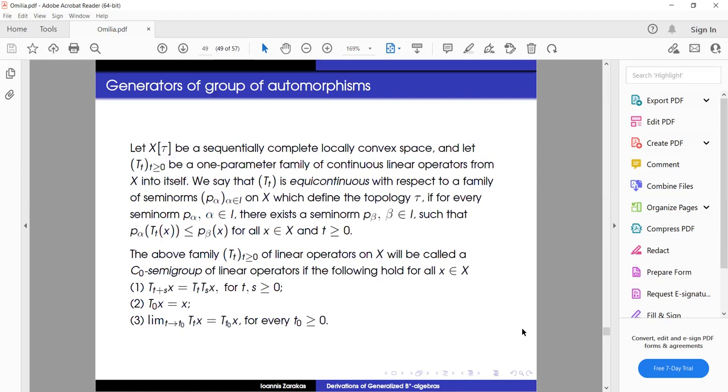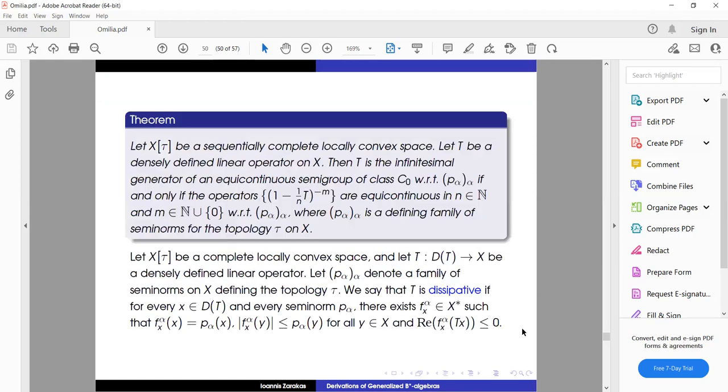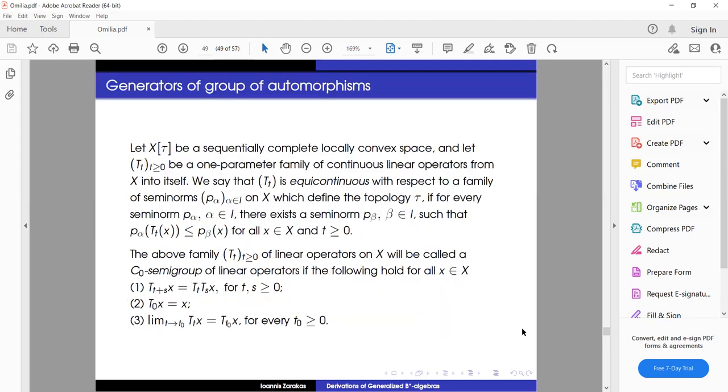Okay, I would like to close, sorry if I'm skipping some, just wanting to focus. Okay, I would like just to finish up the results that we have obtained by saying a few words about generators of groups of automorphisms, since of course they are interconnected with derivations.